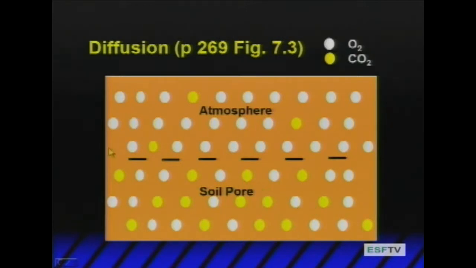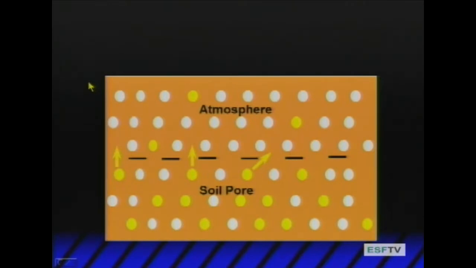So this is a gradient, and diffusion is the movement of these gases in response to a gradient, an attempt to establish an equilibrium. The carbon dioxide, being higher in concentration in the soil, is produced by roots and organisms by respiration. That tends to diffuse outward into the atmosphere. And the reverse is true for oxygen. Oxygen is higher in concentration in the atmosphere, and it tends to move inward toward the soil.